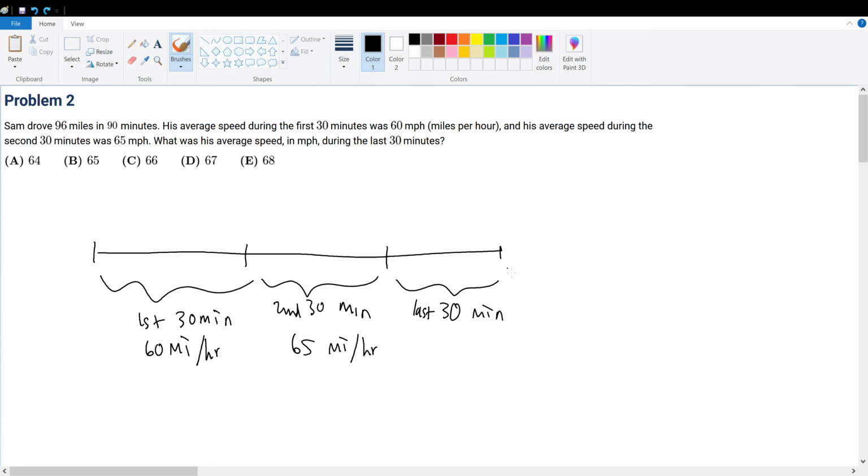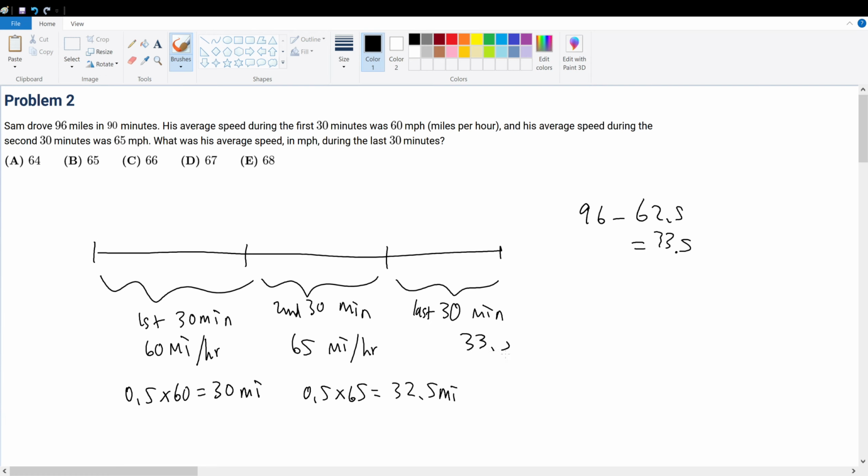If he drove 96 miles in 90 minutes, how many miles did he drive here? Well, that is 30 minutes, and 30 minutes is half an hour. So 0.5 times 60 gives 30 miles, right? And this would be 0.5 times 65, which is 32.5 miles. So how many miles is here? Well, that would just be 96 miles minus 30 plus 32.5, which is 62.5, so 33.5. So this is 33.5 miles.